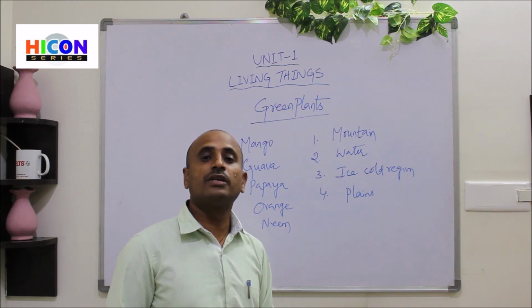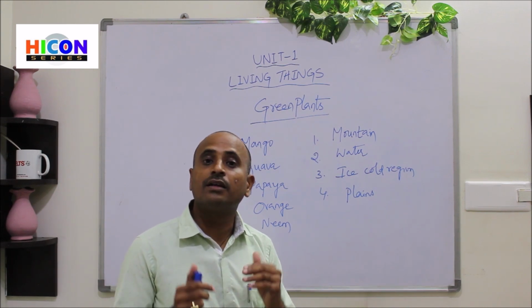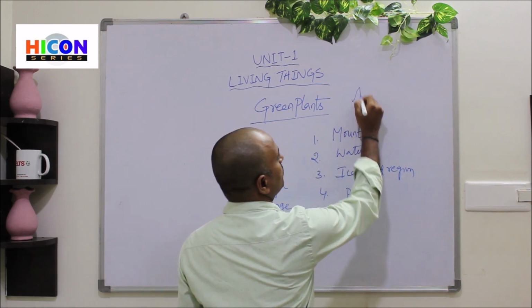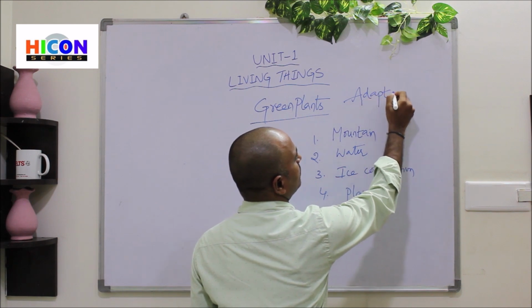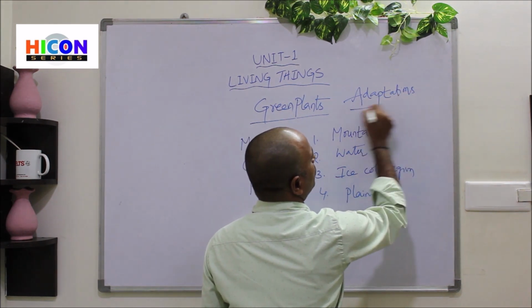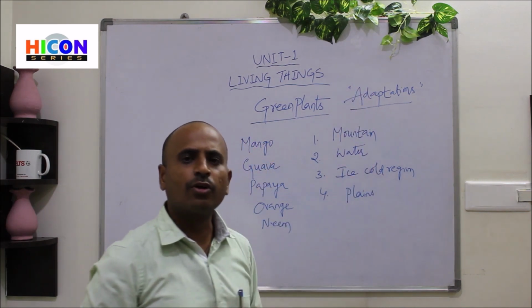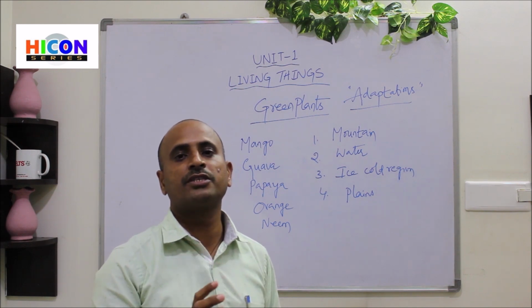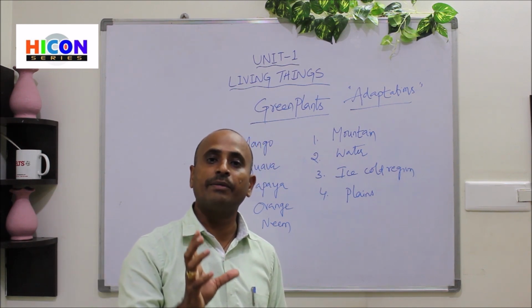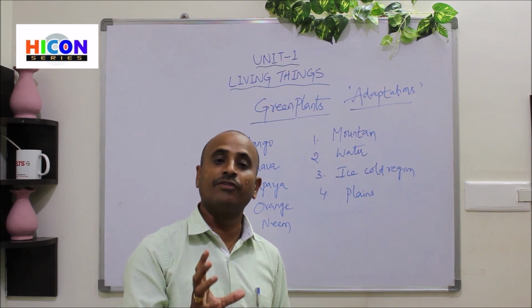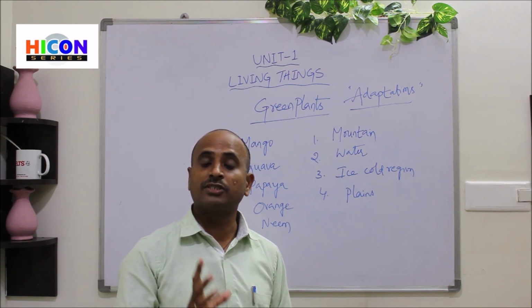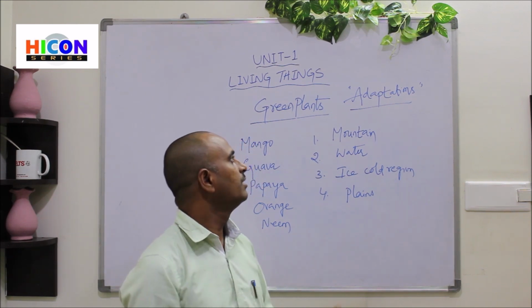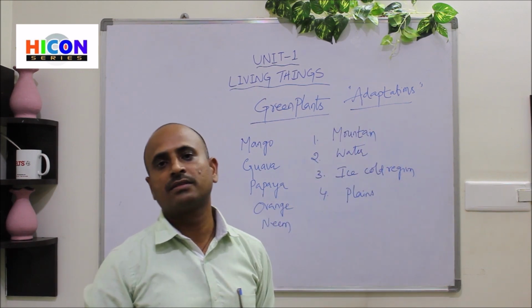So the plants growing in a particular region will develop some special features to survive in that region. These special features developed by plants are called adaptations. The plants growing in a particular region develop special features to survive in those climatic and environmental conditions. These special features are called adaptations.